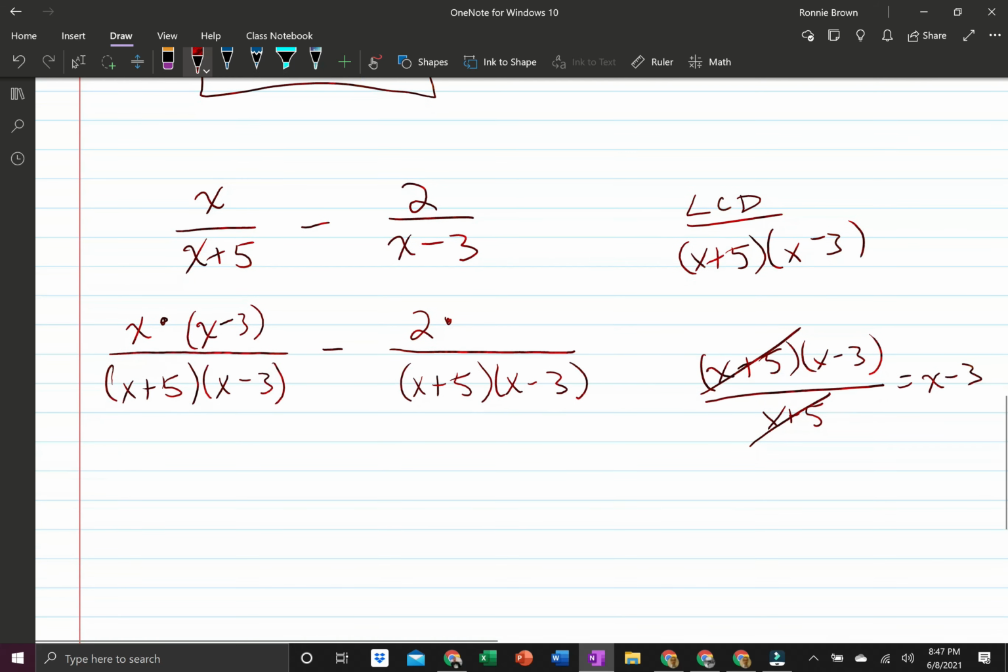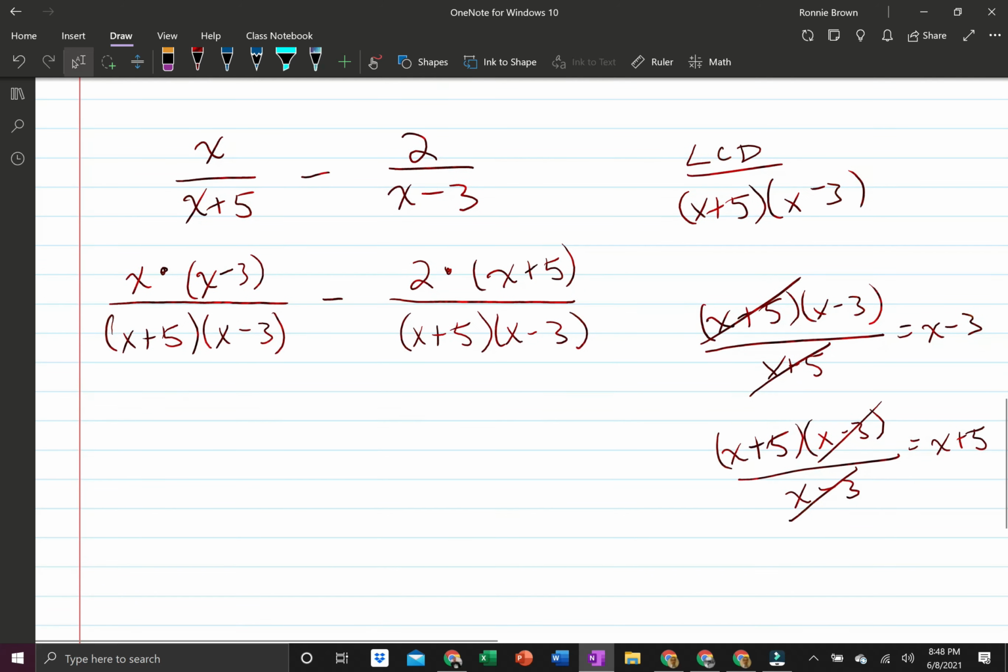Let's figure out what we're going to multiply this 2 times. Again, we take the LCD, x plus 5, x minus 3, and we divide it by the old denominator of just x minus 3. Well, those cancel out, and we're left with x plus 5. So therefore, we're going to multiply that 2 from the old numerator times the x plus 5.